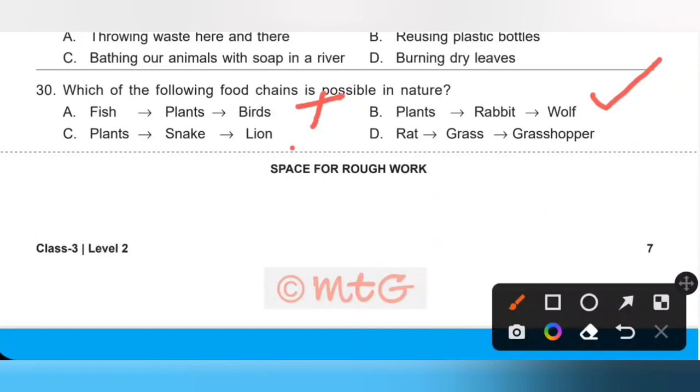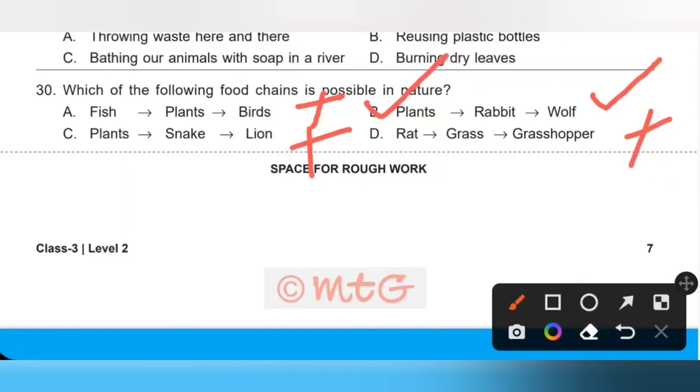It is also an impossible food chain. D, rat, grass, grasshopper. Grass won't eat any rat. So, D is also an impossible food chain. So, option B is the possible food chain. So, option B is the correct answer.